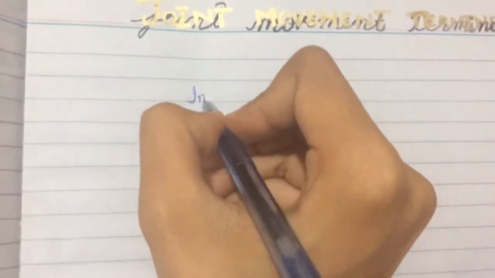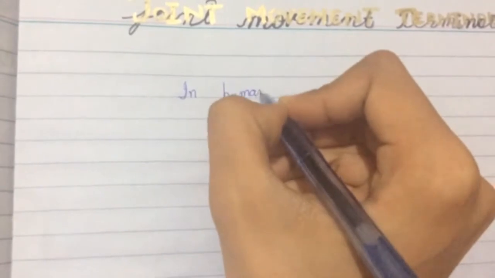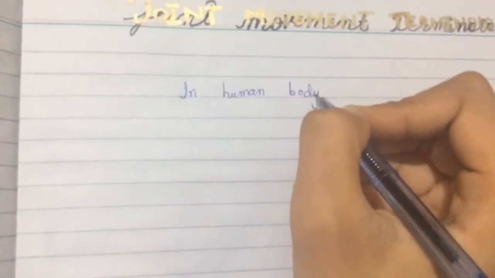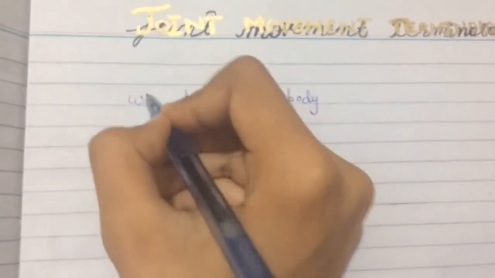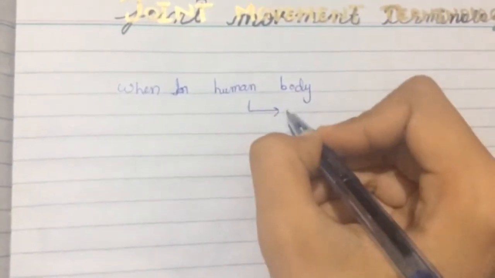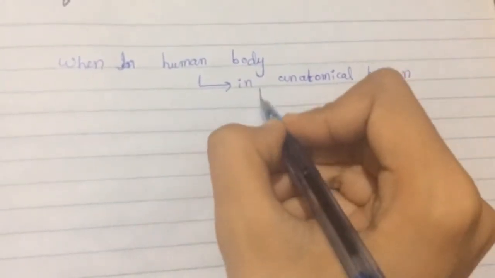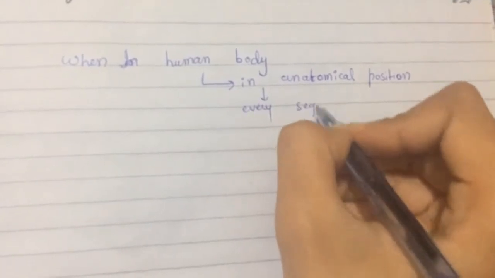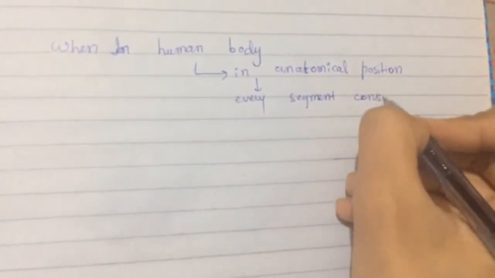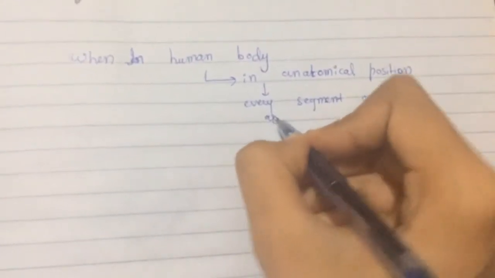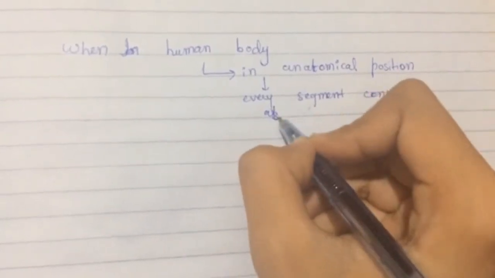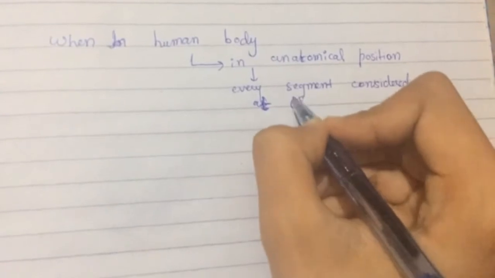Now first we have to write: when the human body is in anatomical reference position, all body segments, or every segment, are considered to be at 0 degrees. Simply 0 degrees.